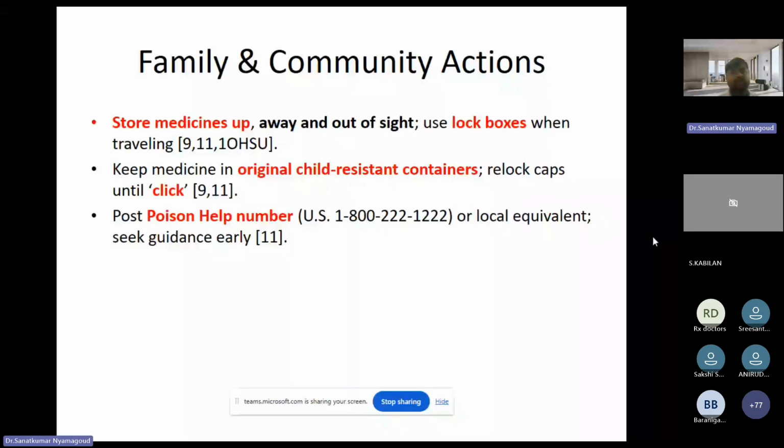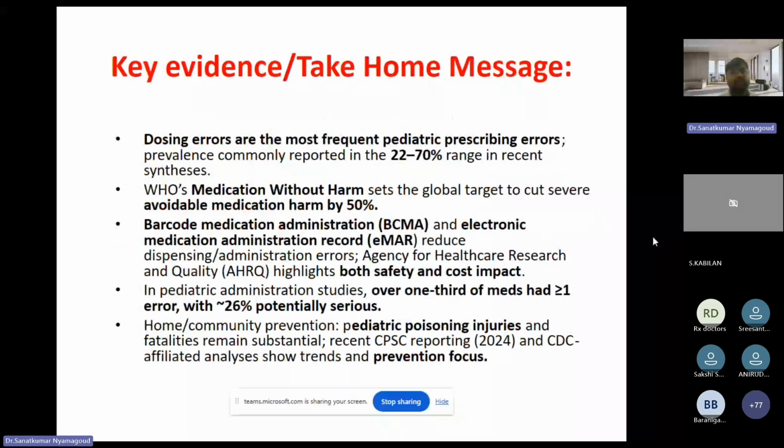Overall take-home message is dosing errors are the most frequent pediatric prescribing error. WHO suggests medication without harm. Barcodes should be used. Electronic medication administration records should be used, and whatever we use, we should look at whether they are both safe and cost effective. Pediatrics are very highly prone to serious reactions, hence we should take care of them.